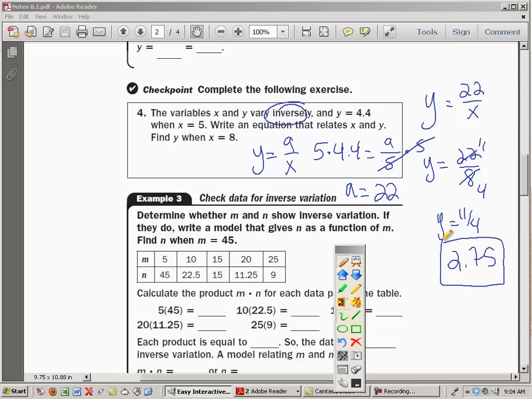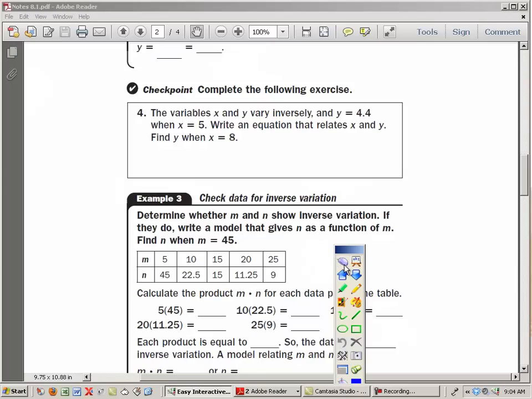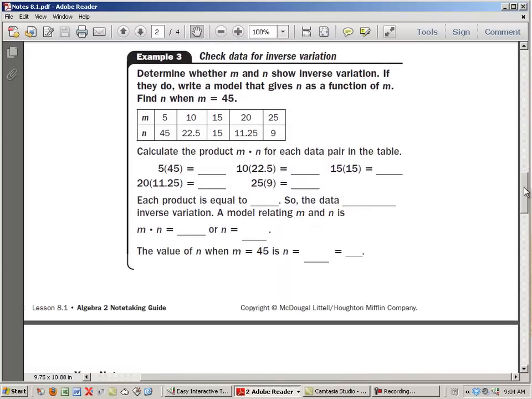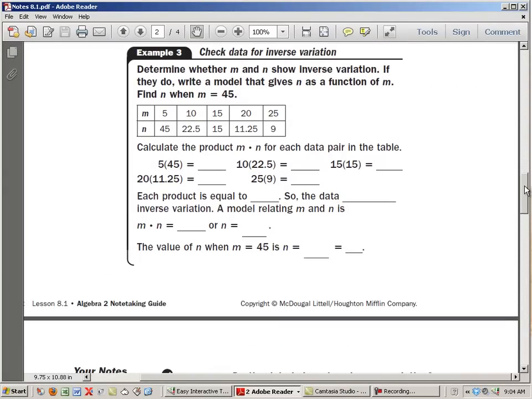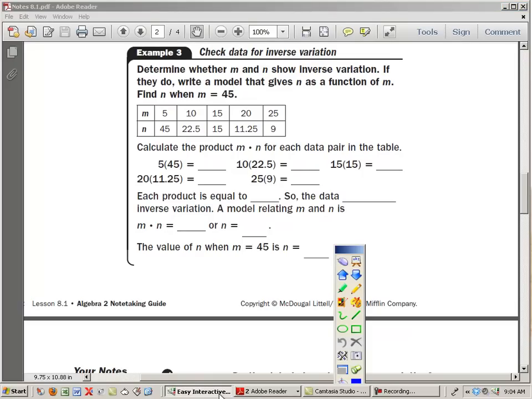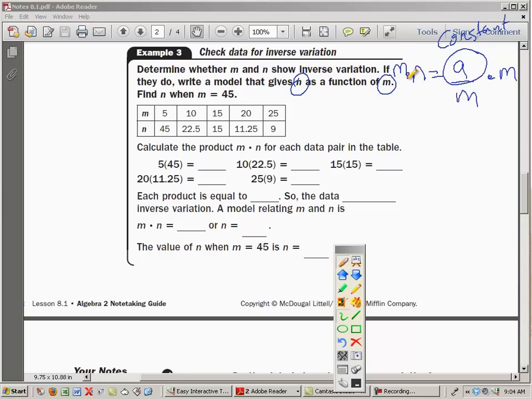All right? All right, so let's try to check a set of data to see if it does model inverse variation. So again, to model inverse variation, we can go back to this idea of saying, look, if these two things vary inversely, and it's saying write a model that gives n as a function of m. So n would have to equal a divided by m if they are to vary inversely. Well, this is a constant, and that has to stay the same. So if these two things vary inversely, then I should be able to multiply both sides by m, and a will be equal to the product of m times n.